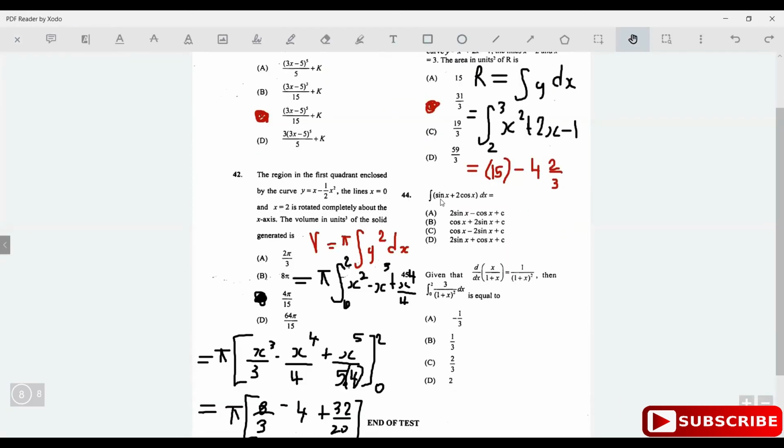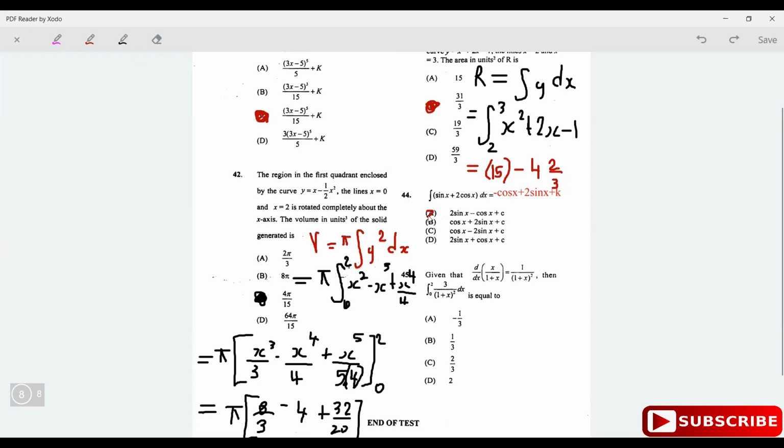Now this asks us to integrate this. The integral of sine: when you differentiate sine, you get cos, and so when you integrate sine, you get minus cos x. Now when you integrate cos, you get sine, so you get plus 2 sine x plus some constant. All I did was rearrange the order and put the 2 sine x to the front. And so you get 2 sine x minus cos x plus c. Option A. Nice.